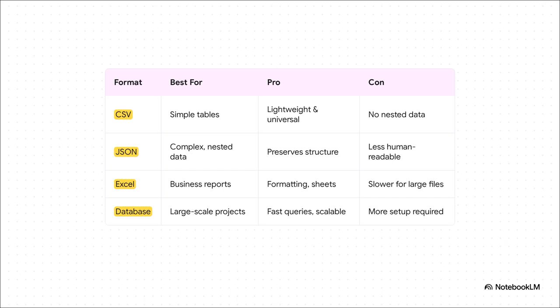Let's look a little closer at the options. You should probably use a CSV for simple tables and spreadsheets. It's lightweight, everyone can open it, but it can't handle complex nested data. For that, you want JSON. It's perfect because it keeps the original data structure intact. Excel, well, it's great for sharing reports with business teams, but it really bogs down with large files. And for the really big stuff, a database is the king. It's fast, it's scalable, it's just a bit more work to set up.